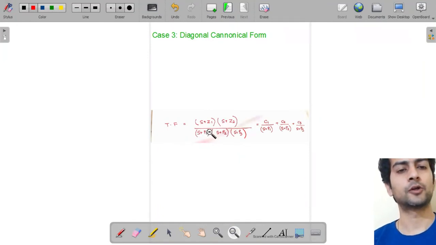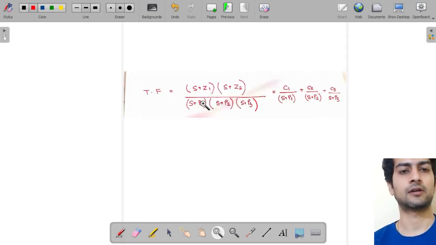Now, coming to case 3, it is another canonical form. It is called the diagonal canonical form. So, we have a transfer function like this. For diagonal canonical form, the transfer function should have two prerequisites for representing it in diagonal canonical form.